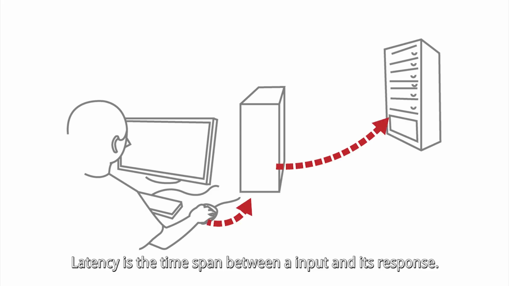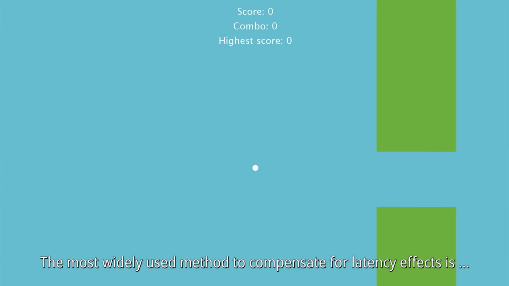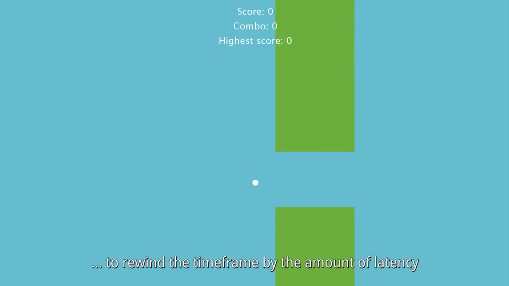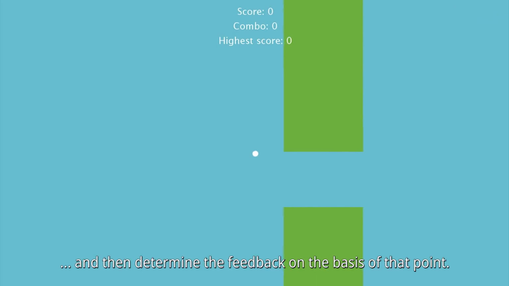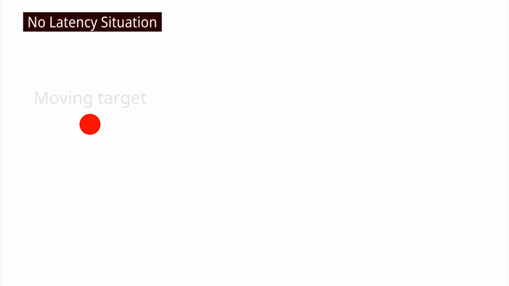Latency makes unexpected changes in human performance and the game's difficulty. The most widely used method to compensate these latency effects is to rewind the time frame by the amount of latency and then determine the feedback on the basis of that point. Here, players experience a discrepancy between the perceived situation stemming from the local feedback and the feedback given by the compensated system. This is our method to compensate for latency effects.